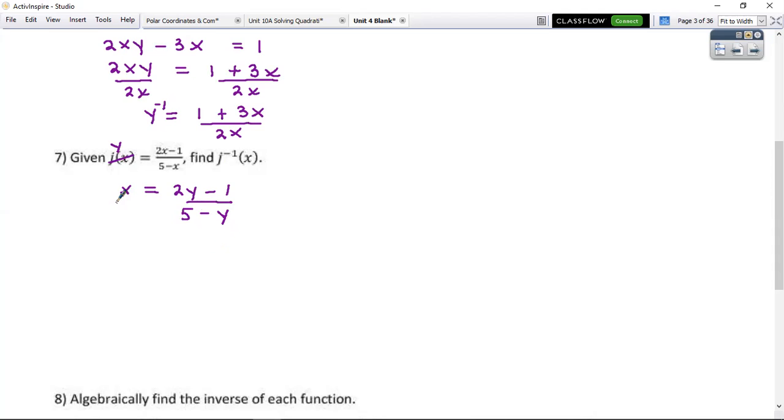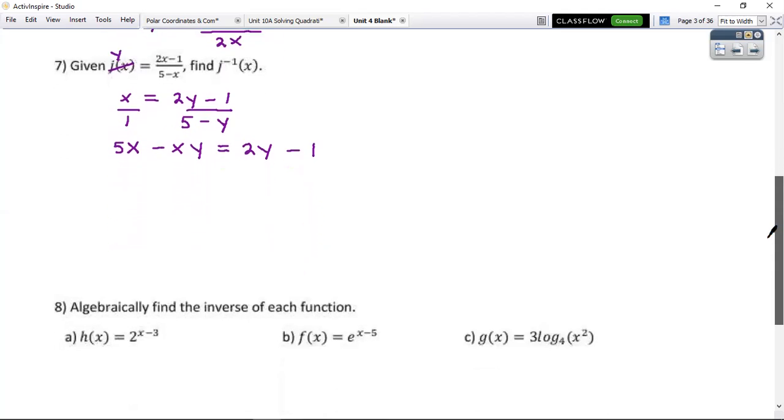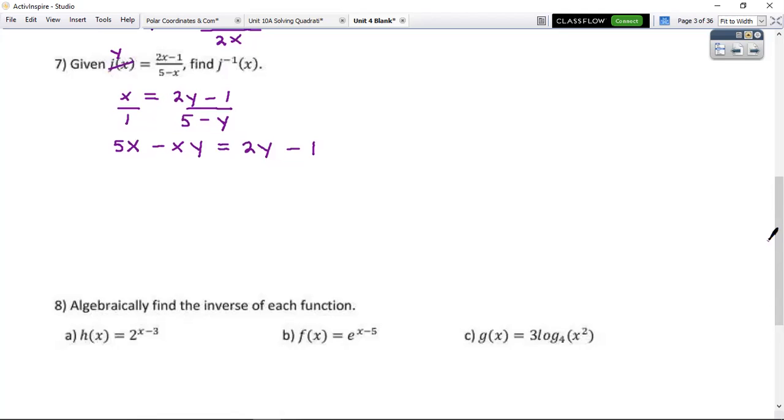So I'm going to go over 1 and multiply. So this times this. So 5x minus xy is equal to 2y minus 1. This type of question is a little bit more involved than the inverse ones we did above, because you're going to see that there are y's located in 2 of these terms.